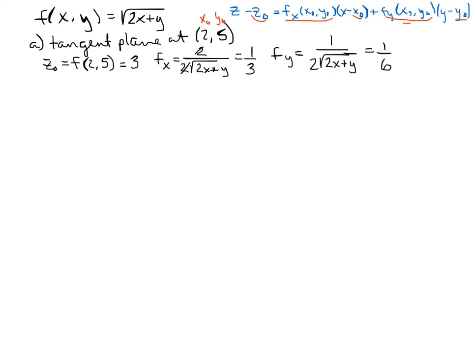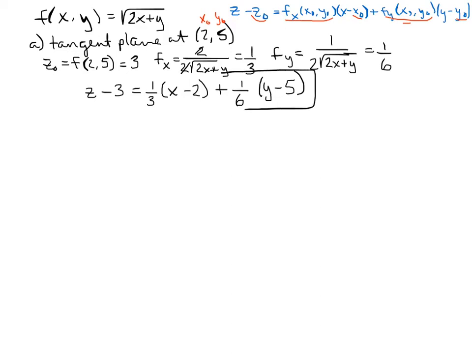So now all I need to do is plug all of these into that formula. z stays as z minus z naught, which we calculated as 3, is equal to the partial of f with respect to x at x naught y naught, that's 1/3, times x stays as x minus x naught, which was 2, plus the partial of f with respect to y at x naught y naught, that's 1/6, times y minus y naught, which is 5. There's our tangent plane.